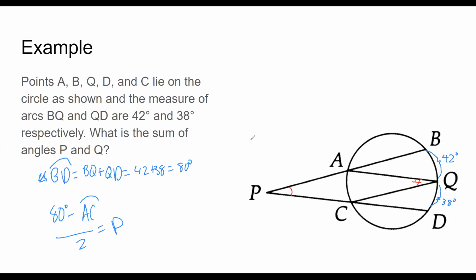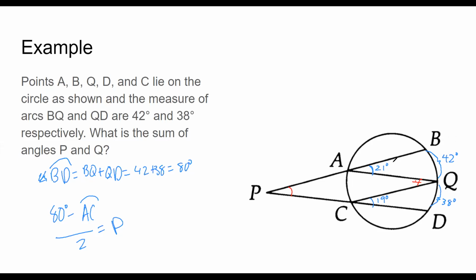Remember from earlier, we learned things about inscribed angles. We have this angle here, angle ABQ. This angle would be half of BQ because it's inscribed, so this is 21 degrees. And the same with angle QCD, which is this one here. This angle is equal to 38 divided by 2, which is 19 degrees.